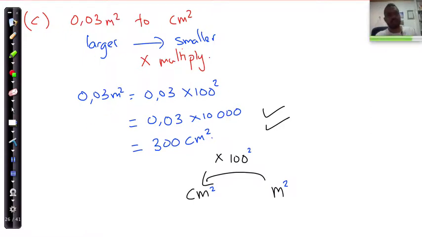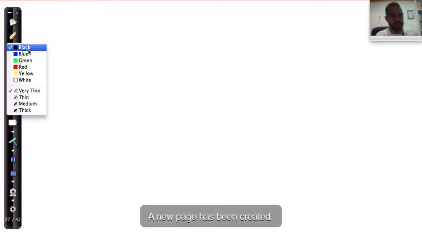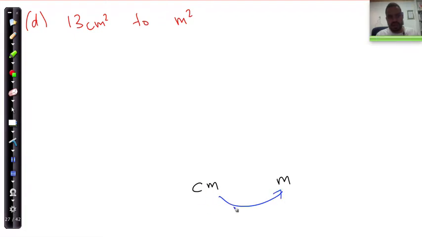Okay, let's look at example D. Example D says 13 square centimeters to square meters. Okay, so let's look at where the centimeters are and where the meters are. Centimeters again are over here, meters are over here. I'm going now from a smaller unit to a larger unit, so I work at the bottom. Smaller unit to a larger unit, and that's going to be divide by 100, centimeters in each meter.